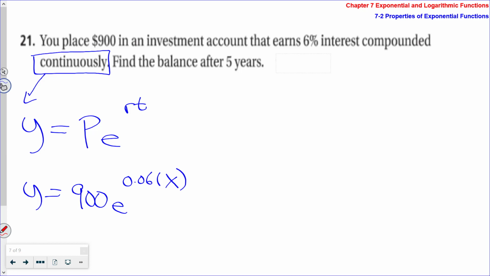Good question. Maria G, what did you get? That's correct. 1,214.87. Any questions about continuous growth using the PERT formula? Good? All right.